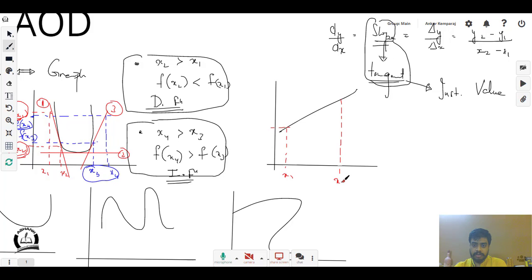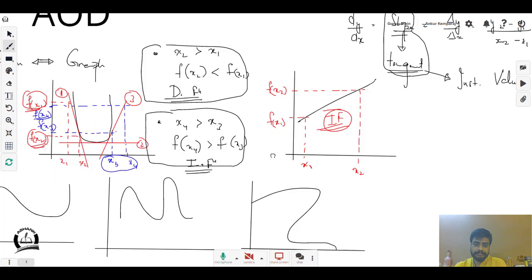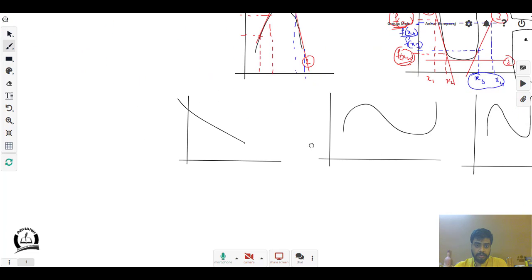So let's say x1 is here, x2 is here. Now we know that x1 is less than x2, and our f of x1 is down here, whereas our f of x2 is on top there. The range is on top, right? The f of x2 is on top. So clearly we know this is an increasing function. Quite simple, right?